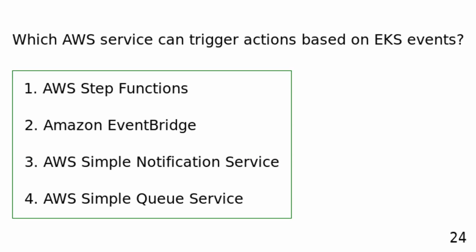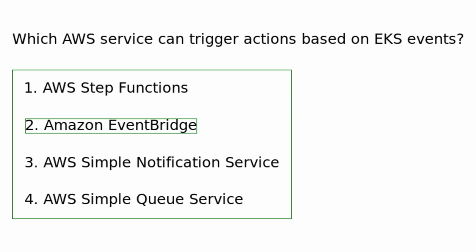Which AWS service can trigger actions based on EKS events? AWS Step Functions. Amazon EventBridge. AWS Simple Notification Service. AWS Simple Queue Service. Amazon EventBridge can be configured to trigger actions based on EKS events, like pod or node state changes.